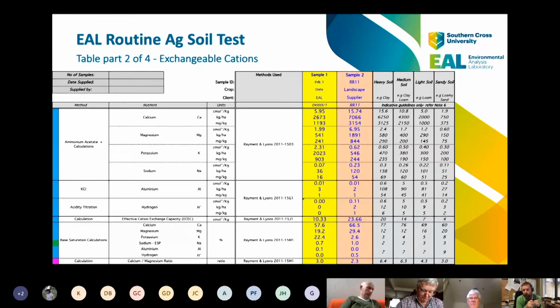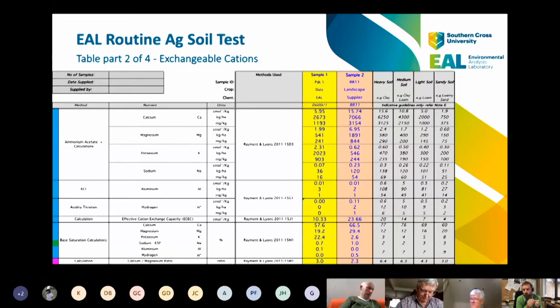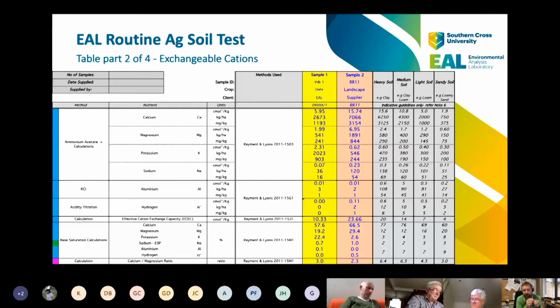Now, the ulterior argument to that is it's more realistic because your plants do not grow in your top 10 to 15 centimetres. Your soil really functions in that 30 centimetre profile.